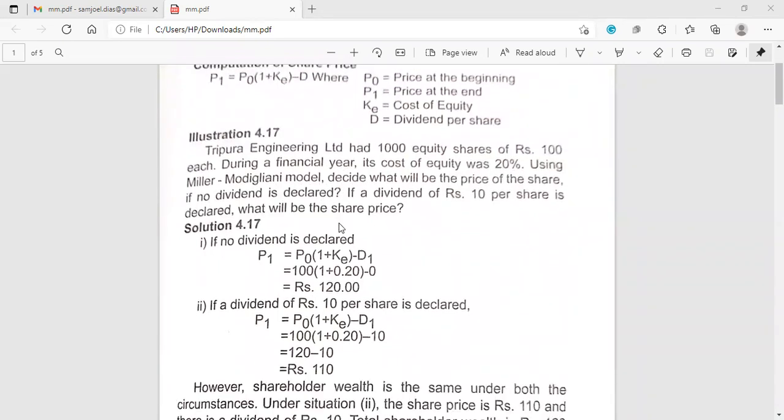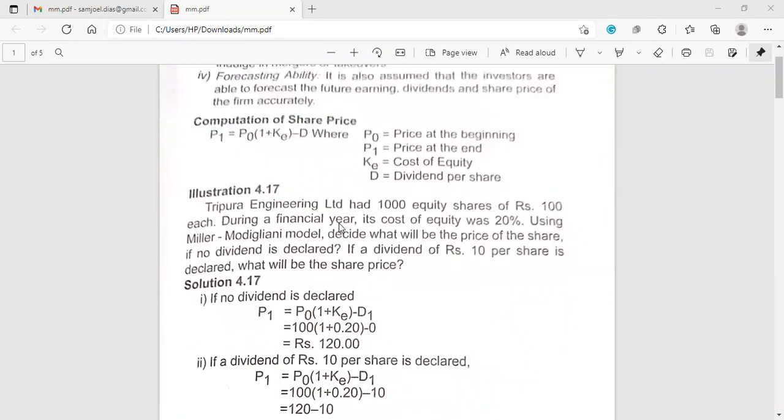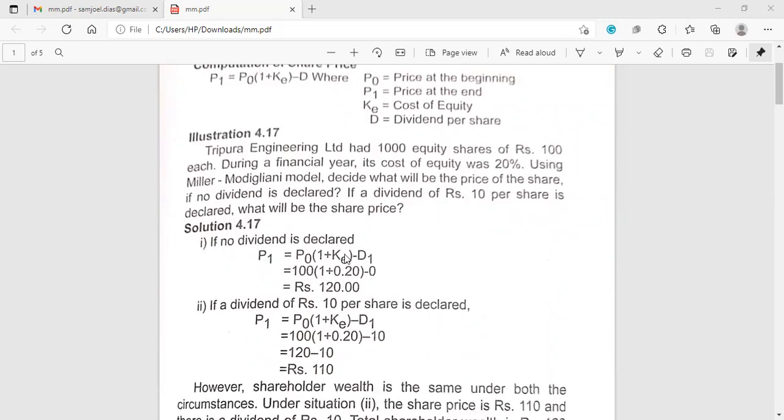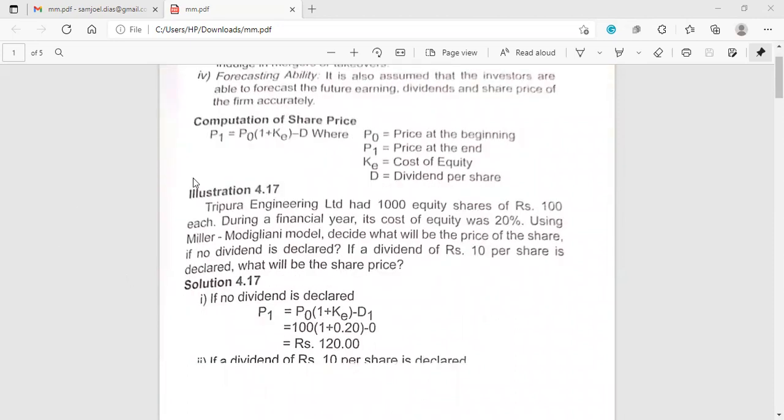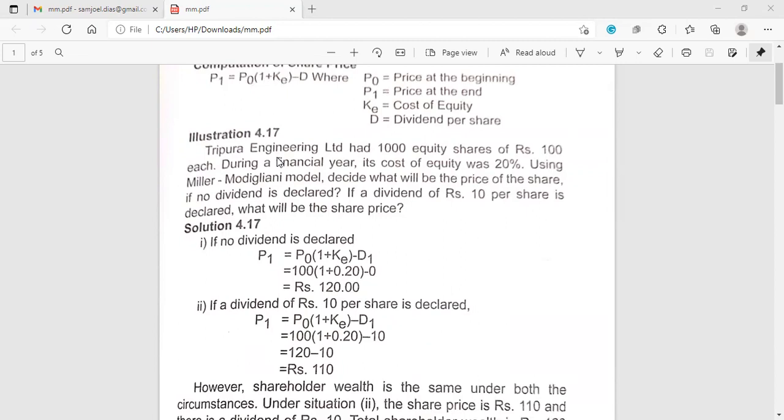Okay. Now here, in two situations we have to work out this problem. They have asked us to calculate the market price when dividend is declared, and to calculate the market price when the dividend is not declared. First we'll consider when no dividend is declared. Now the formula: P1 is equal to P0 into 1 plus KE minus D. P1 is the price at the end, P0 the price at the beginning, KE means cost of equity, D means dividend per share.